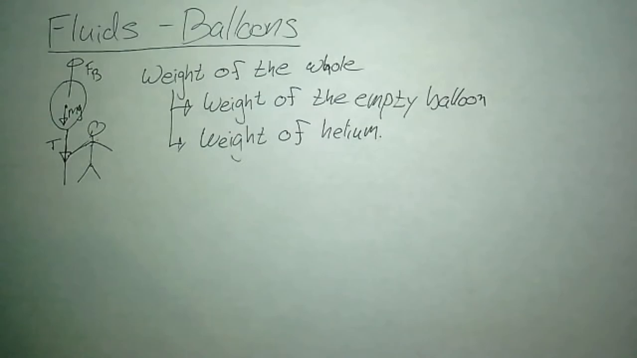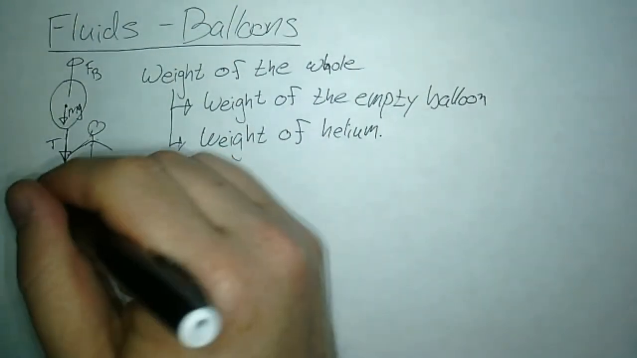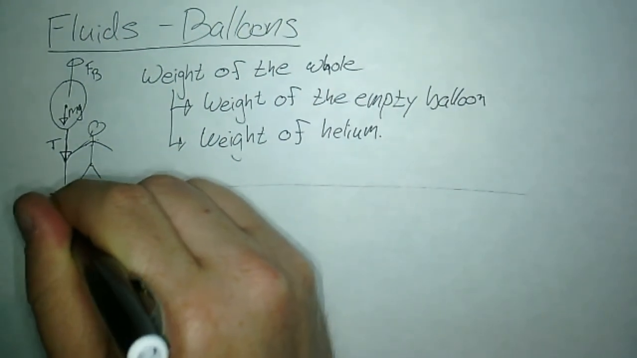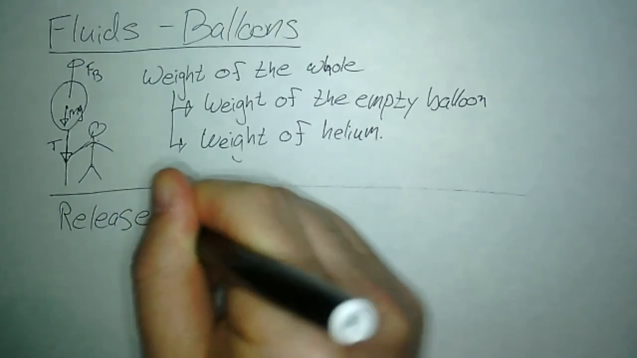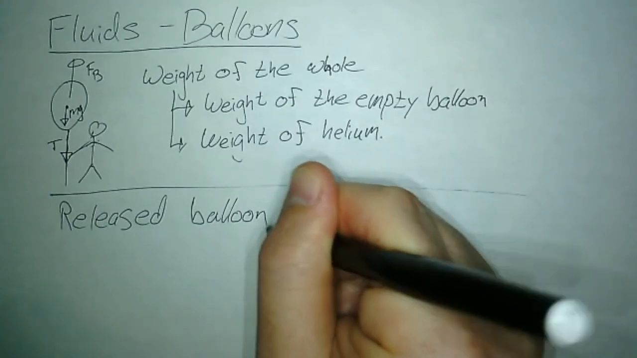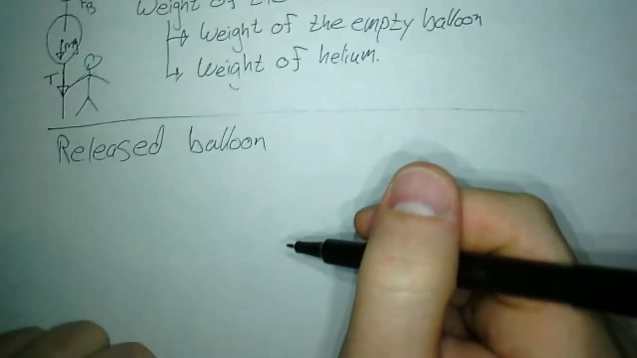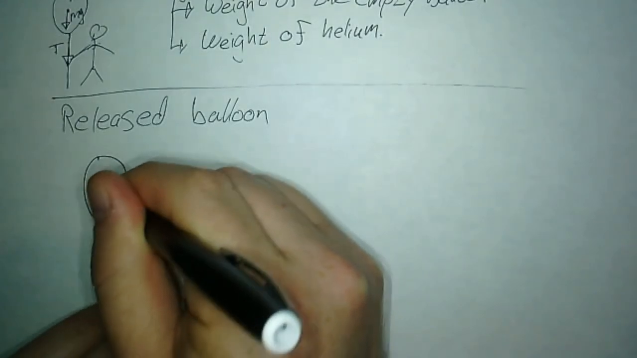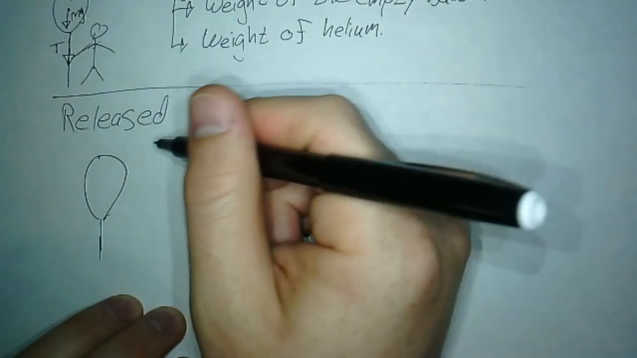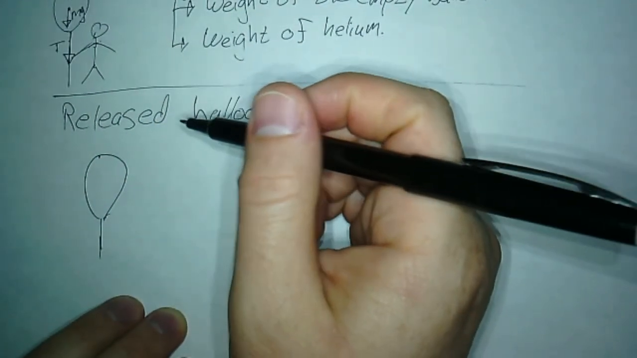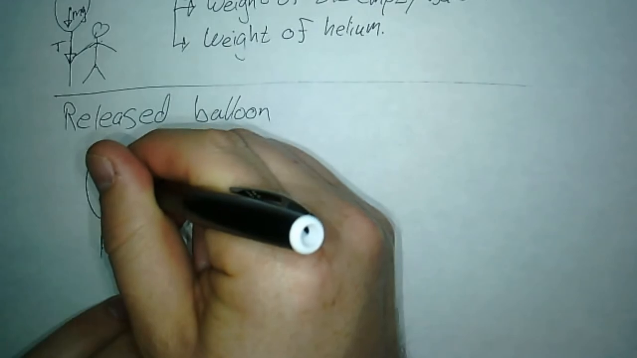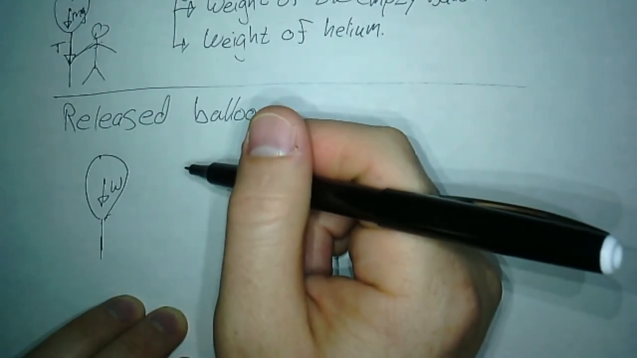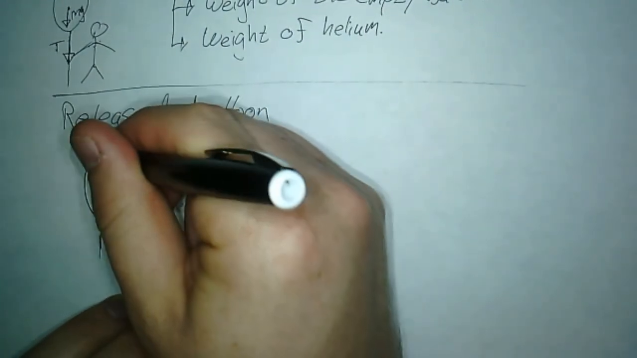So let's say that you've released a balloon now and it's traveling upwards. So, what are the forces that you have to consider now? Well, let's draw a picture. Awesome. So, it depends on exactly what's going on, the relative sizes, but you're still going to have your weight. There is no tension anymore because you've released it. So, you're still definitely going to have a buoyant force.